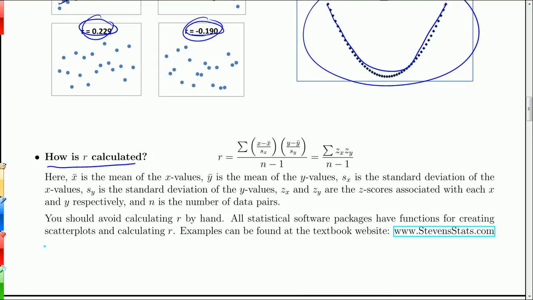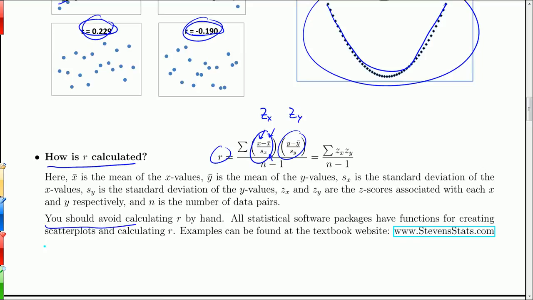All right, how is the correlation coefficient calculated? It's calculated with this formula here, where it's the sum of all of the x values minus their mean over the standard deviation of the x values. And so if you look at this whole thing, those are all the z-scores for every x value. Likewise, these are all the z-scores for every y value. And you multiply those together, add them all up, and you get the value of R.